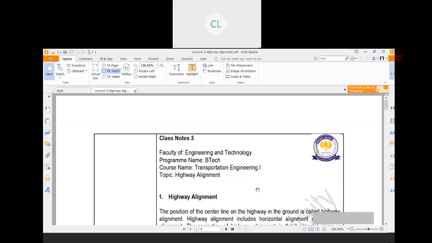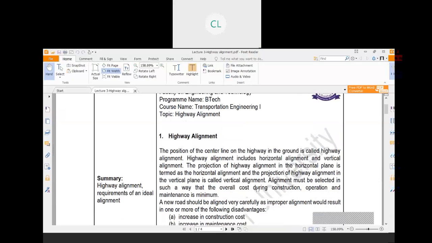Now we will discuss the highway alignment. Basically, highway alignment is the position of the central line of the highway on the ground. Highway alignment includes horizontal alignment and vertical alignment. In the horizontal alignment, there are different parameters like superelevation and horizontal curves. In the vertical alignment, there are gradients and vertical curves.